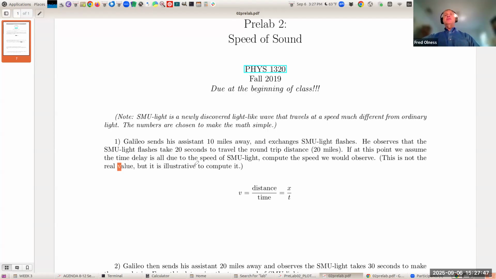And the difficulty is we need two pieces of information. We need the true speed of light, and we also need the reaction time of the assistant. So we need two pieces of information, but we've only made one measurement. And so that's not enough. We need to make at least two measurements if we're going to get two pieces of information out.